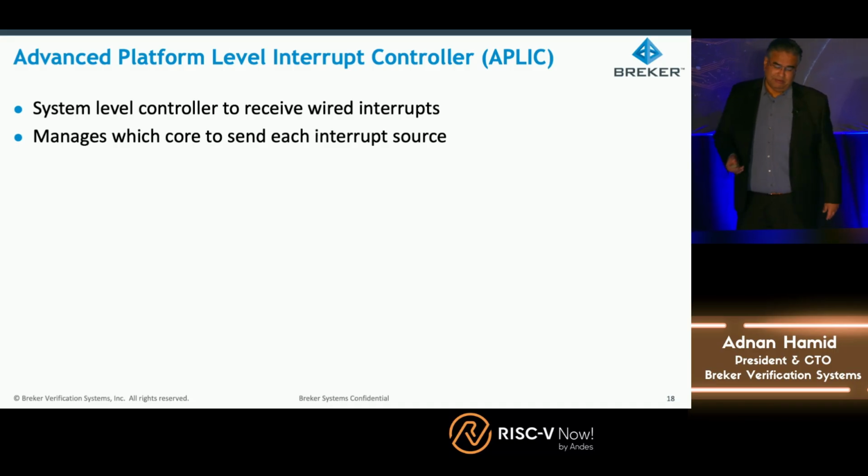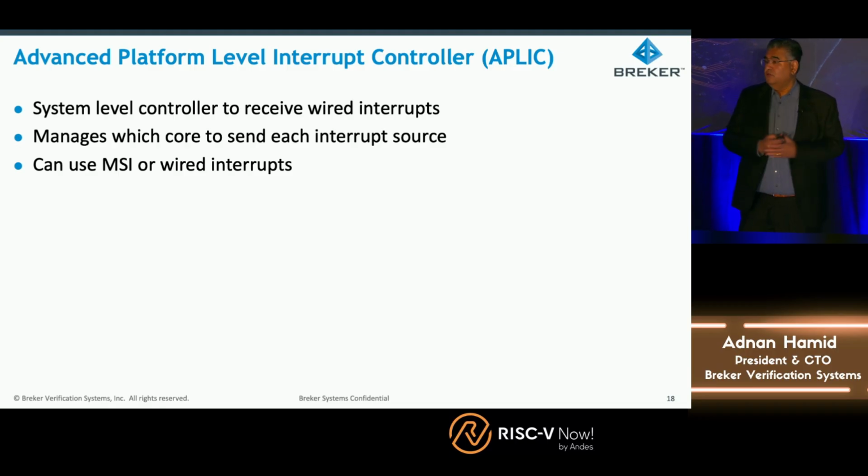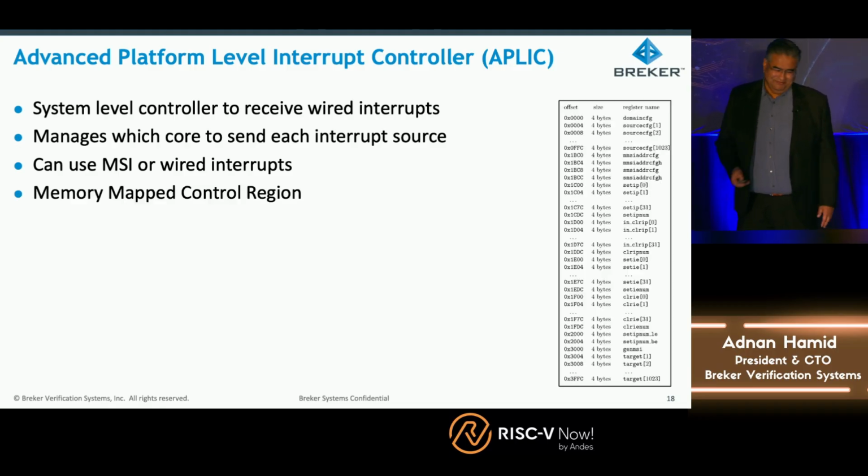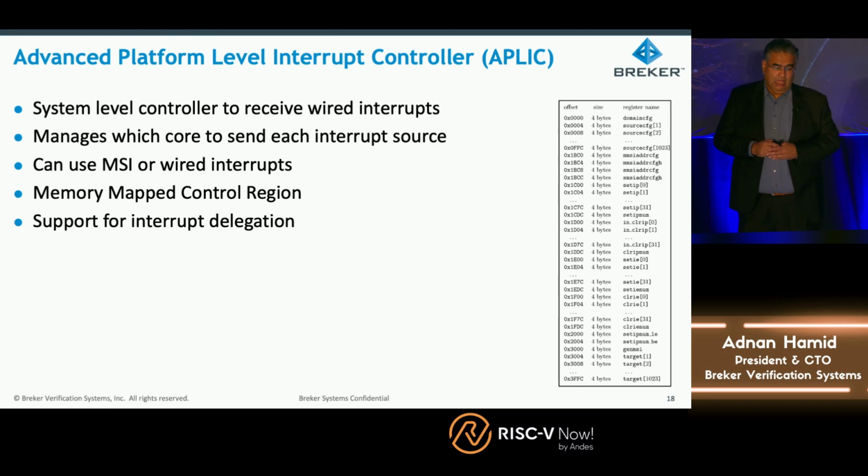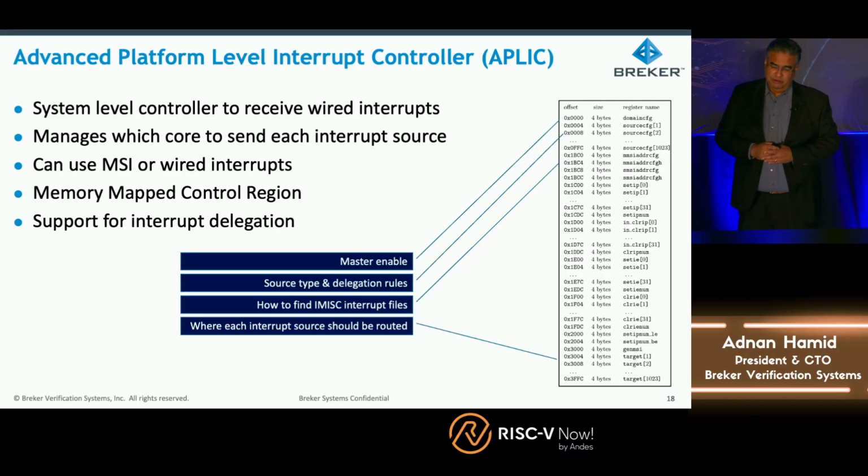So this is programmatically defined. You can forward those interrupts either with a wire or with a message, depending on what you need in your system. It's got its own memory map control region, right? A complicated region to go after. You can delegate the interrupts to lower levels of privilege. Telling you a little bit about what the fields in this memory map structure mean. All things that need to be tested.